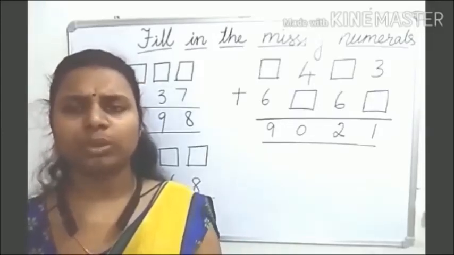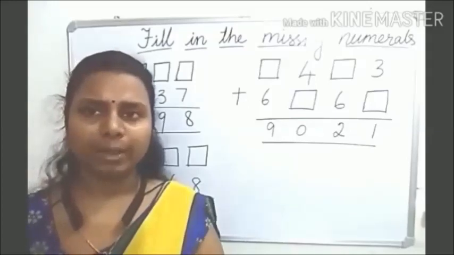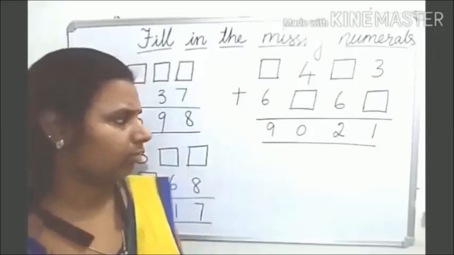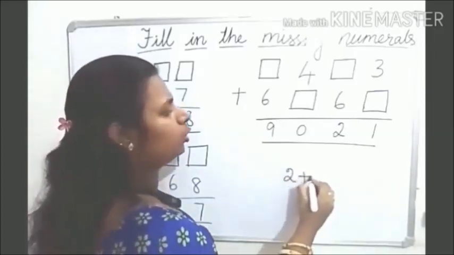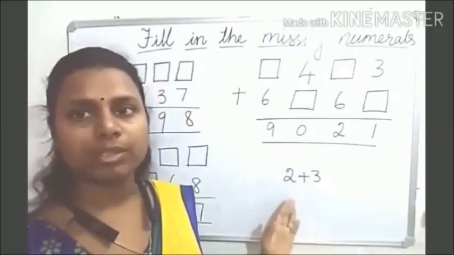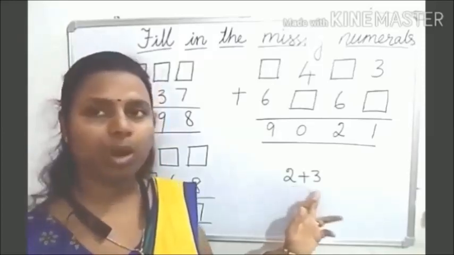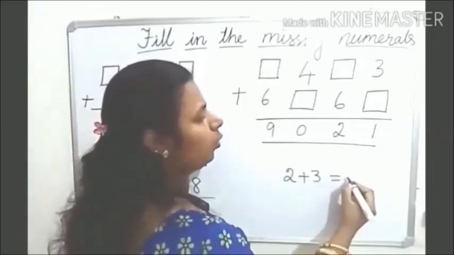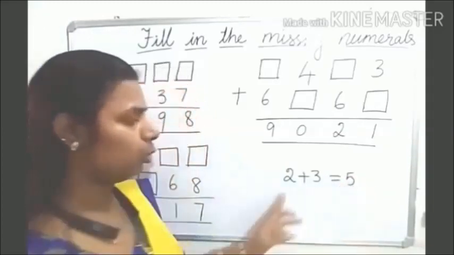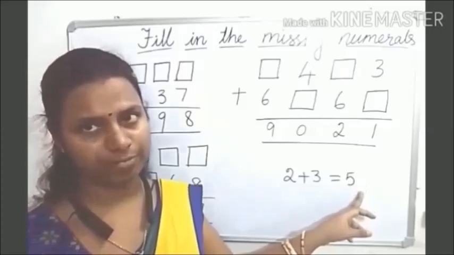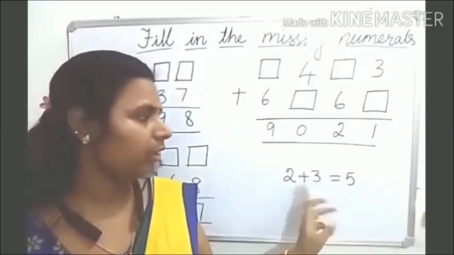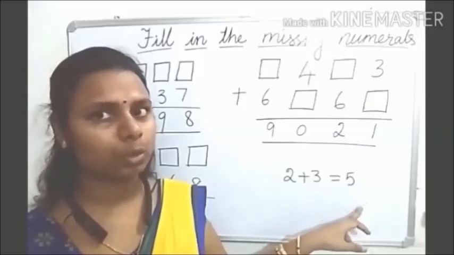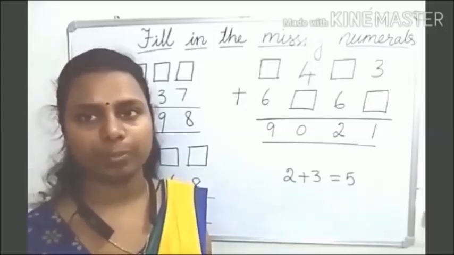You know that when we add the numbers, we have at least a minimum of 2 addends. For example, when we add 2 plus 3, that means 2 addends. Then what we are getting is the sum. 2 plus 3 is 5. That is the sum. 2 and 3 are addends. And what we are getting, that total, we say total, otherwise sum.